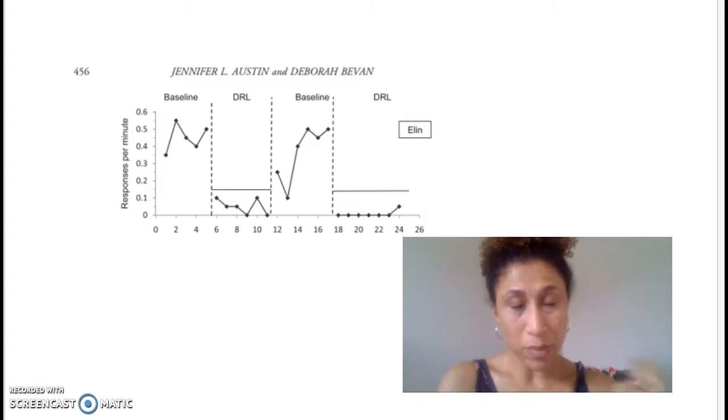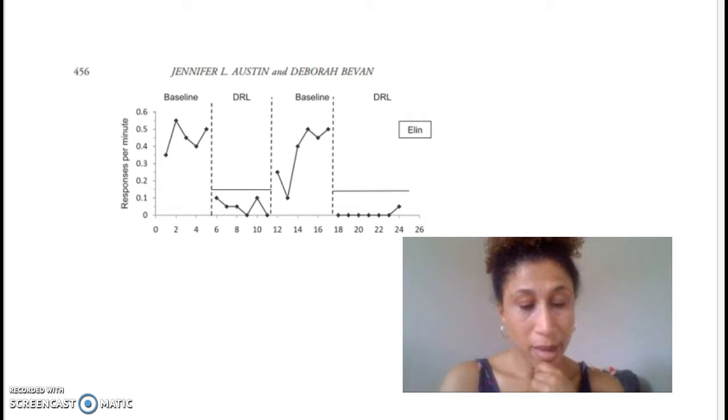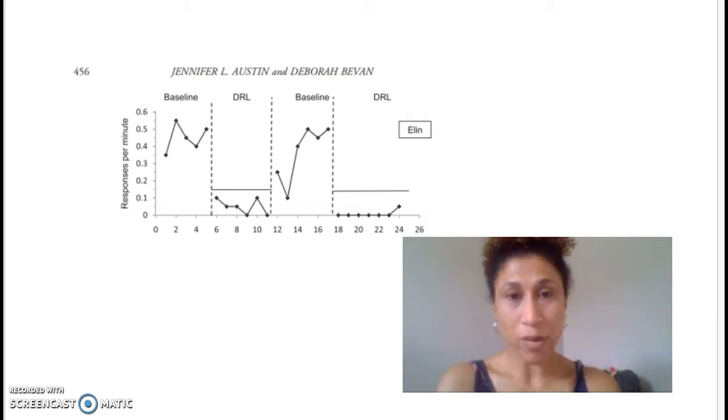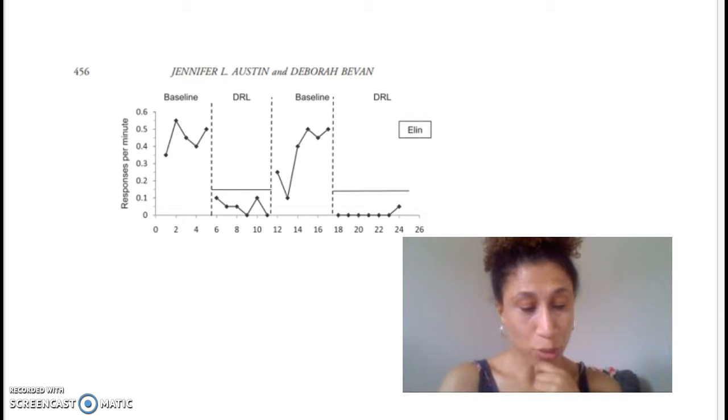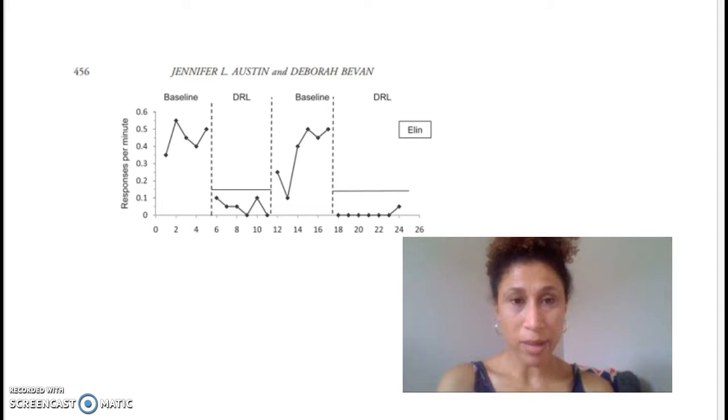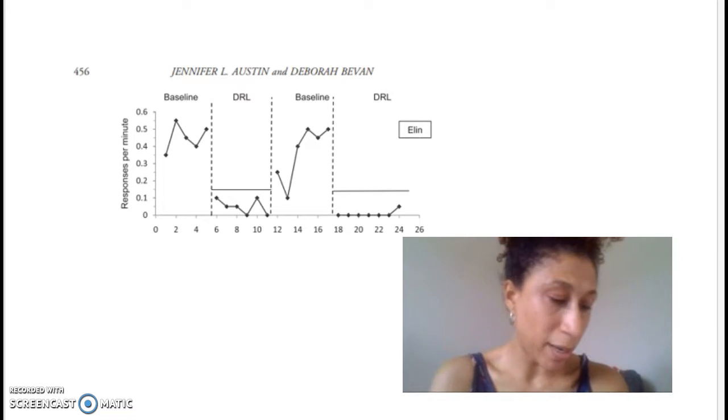And then the DRL implementation was reversed or removed, and baseline was measured again, and DRL was then implemented again, and you see that 4th phase. So definitely an ABAB design. And it looks like the implementation of DRL was identical to the first. So this is my explanation of why it is an ABAB design.